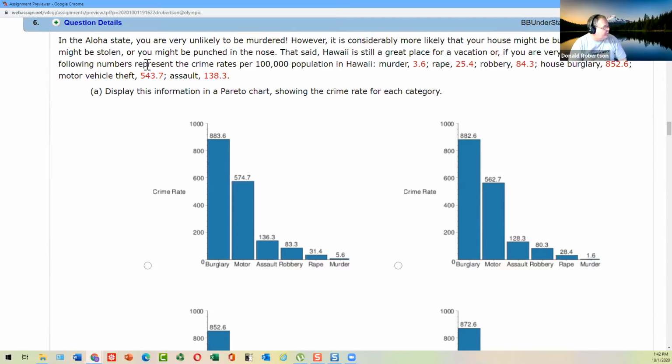So here are the numbers represented as per 100,000 population. So every 100,000 people in Hawaii, 3.6 are going to get murdered, 25 and a bit are getting raped, 84 and a bit are going to be robbed, 856 houses are going to be broken into, and 543 vehicle thefts, and 138 times you're going to get punched in your nose, evidently.